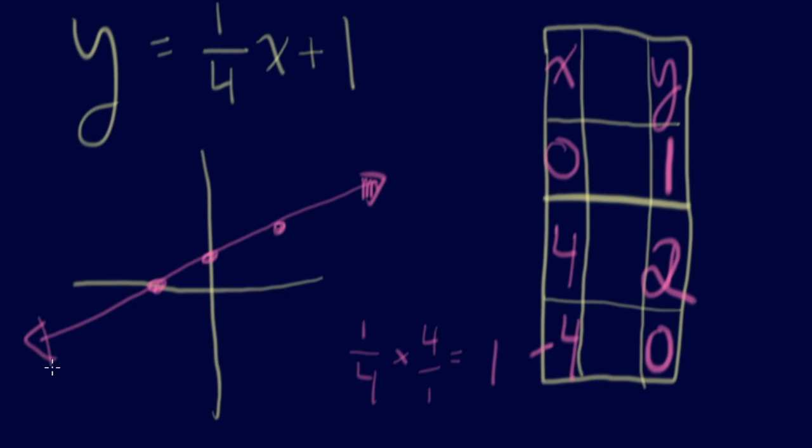So that was all about making good choices for graphing a straight line using a table. Hopefully that clears that up, and we're moving on to challenge.